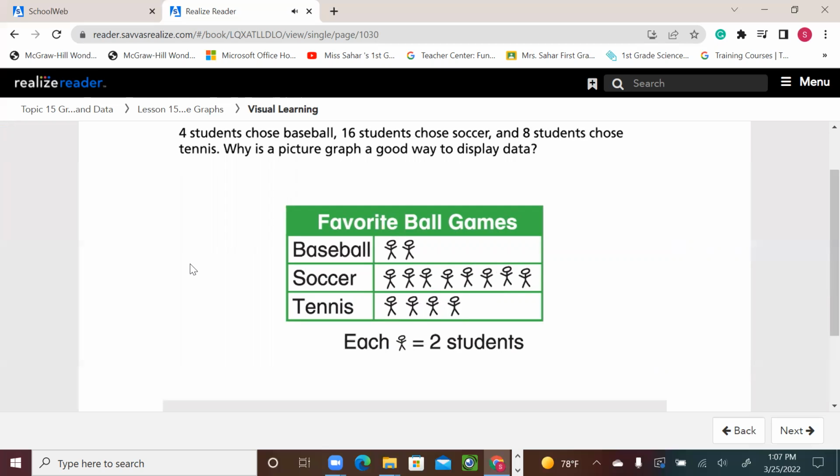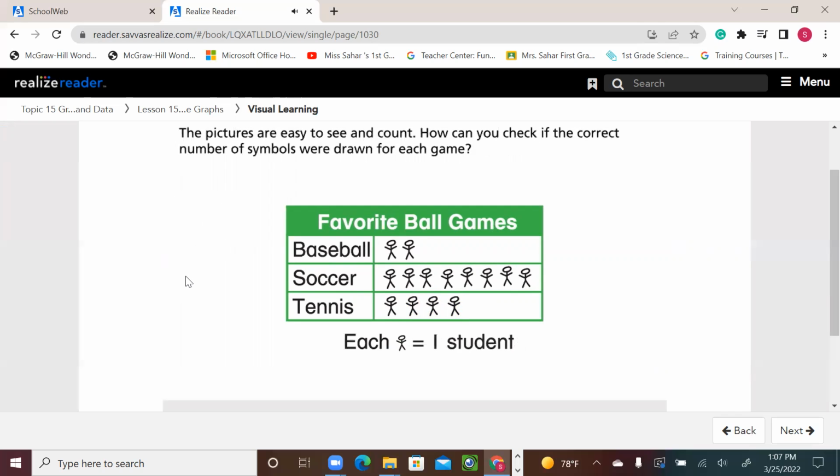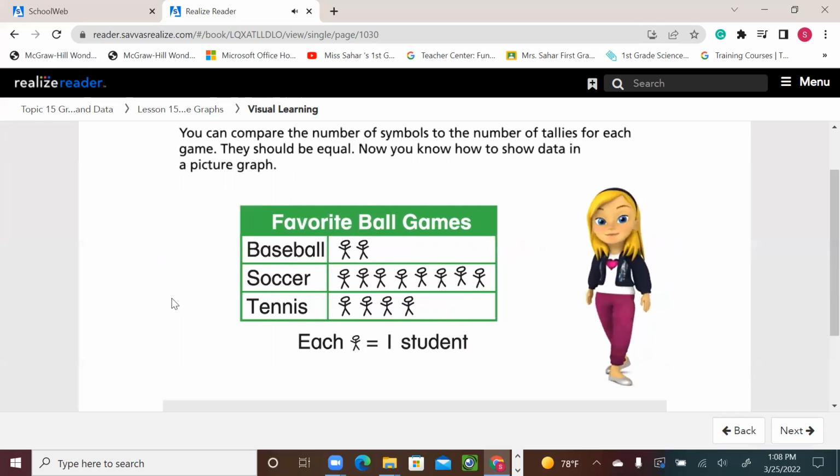Why is a picture graph a good way to display data? The pictures are easy to see and count. How can you check if the correct number of symbols were drawn for each game? You can compare the number of symbols to the number of tallies for each game. They should be equal. Now you know how to show data in a picture graph.